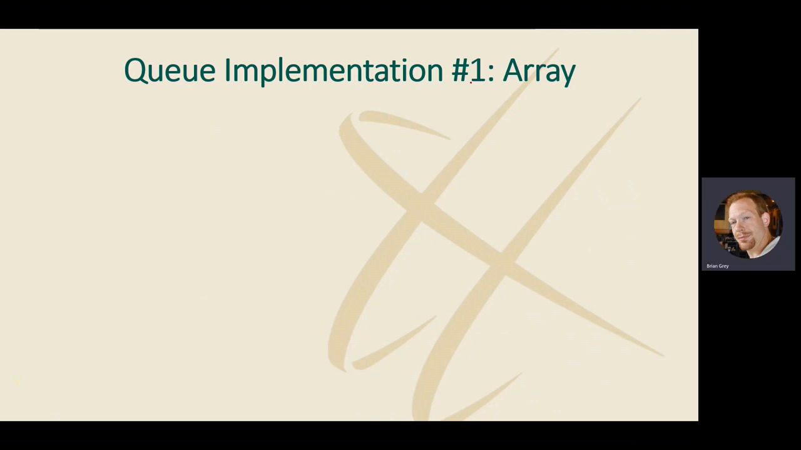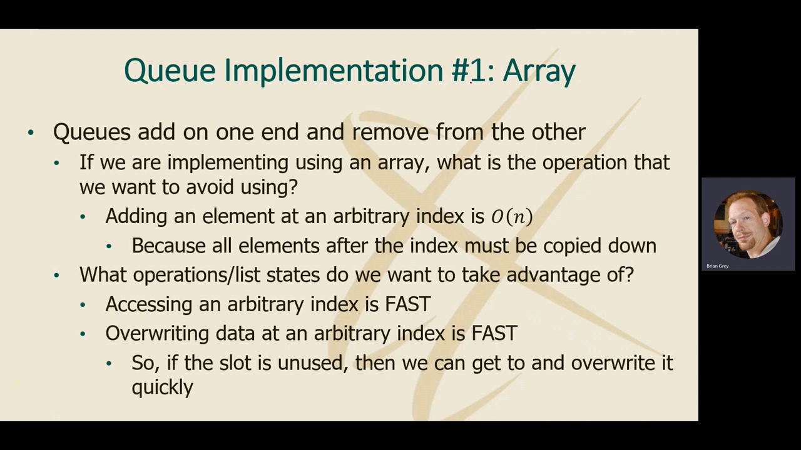So let's start with our array again, and our analysis doesn't change from before, right? The only difference is queues add from one end and remove from another, but we still want to avoid adding or removing from an arbitrary index. We want to try to access arbitrary indices and overwrite arbitrary indices. So what does this mean for our design?